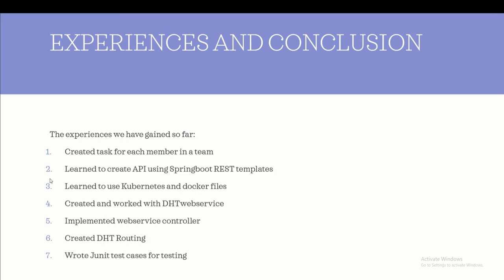So for experiences and conclusions so far for the second quarter, we created tasks for each member in a team. We learned to create the API using Spring Boot REST templates. We learned to use Kubernetes with Dockers and deploying containers. We implemented the web service controller. We created the DHT routing using the Chord algorithm, and we wrote JUnit test cases and did unit testing on methods that we have so far.